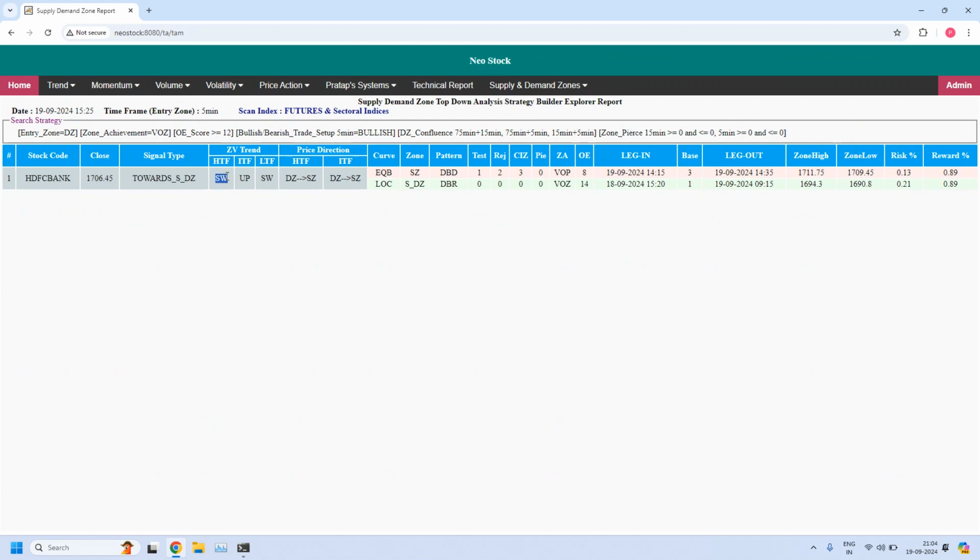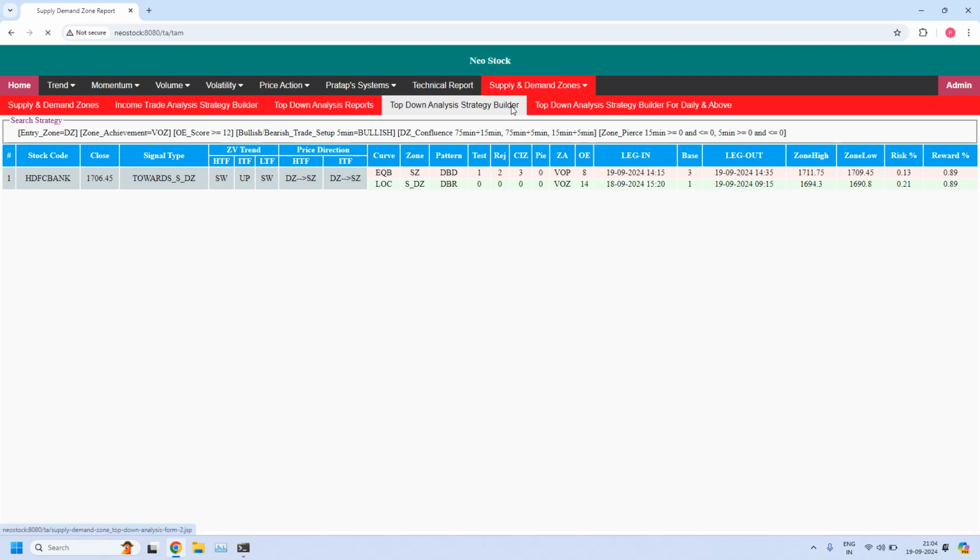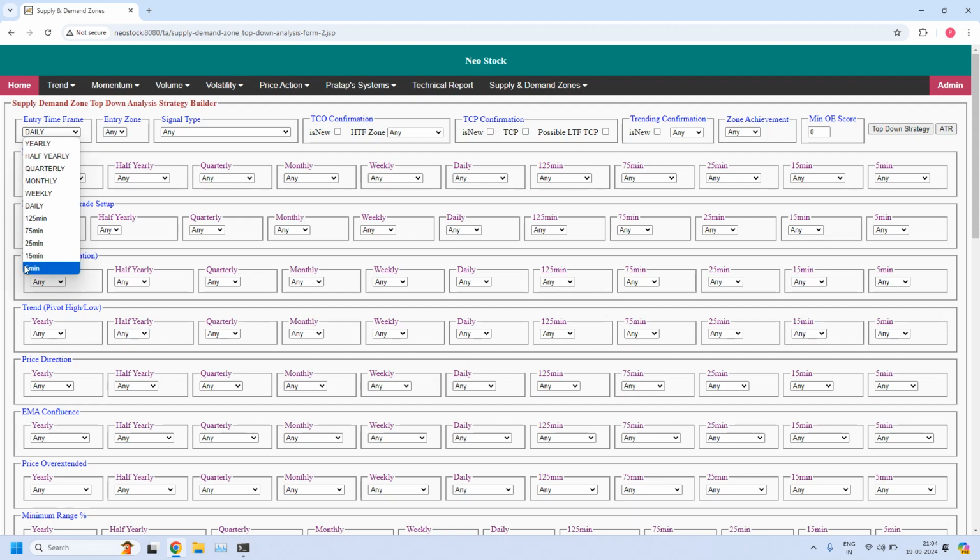And 75 minutes trend is sideways. No need to check for EMA confluence. Okay, this is about bullish trade setup. Next, bearish trade setup for hourly income trade. Entry time frame is 5 minutes. Entry zone is supply zone. In bullish or bearish trade setup, at 5 minutes, I am selecting bearish.